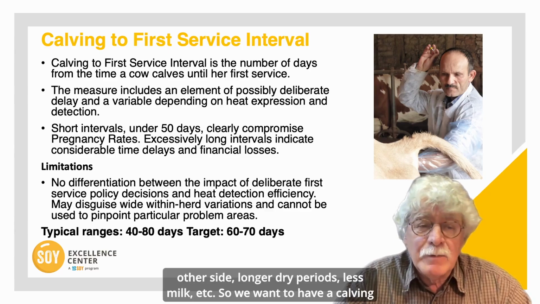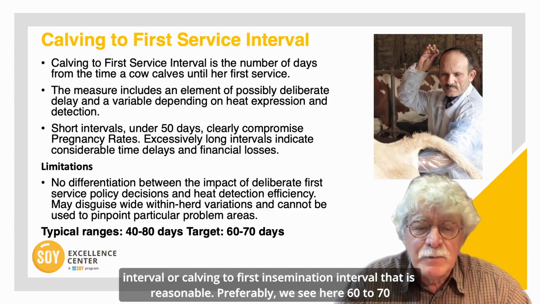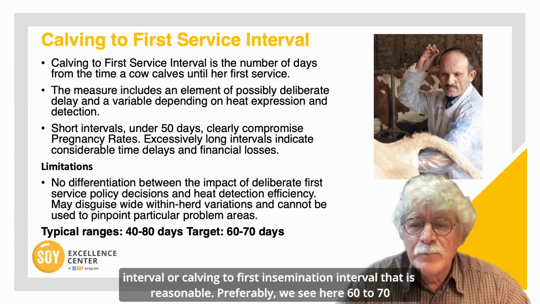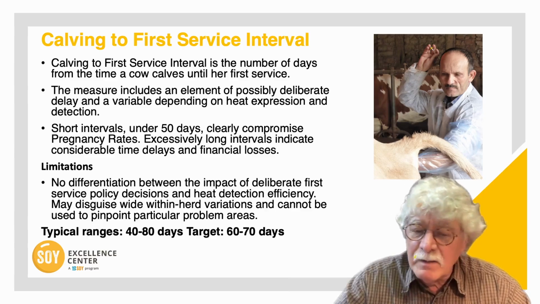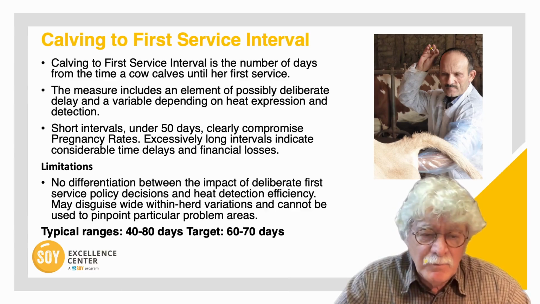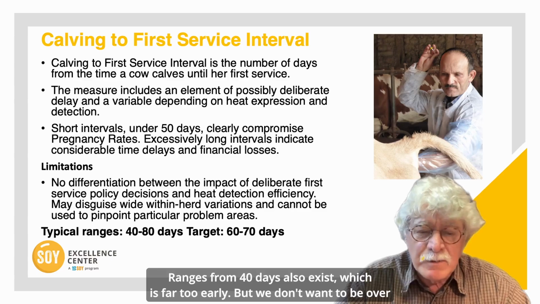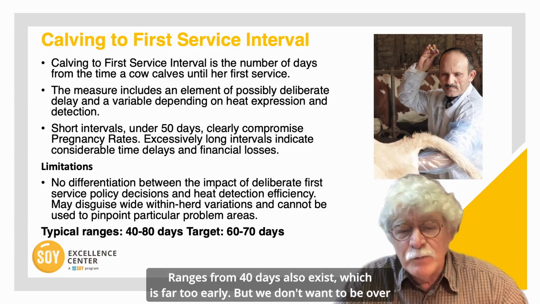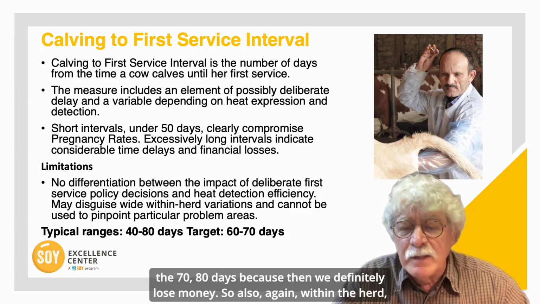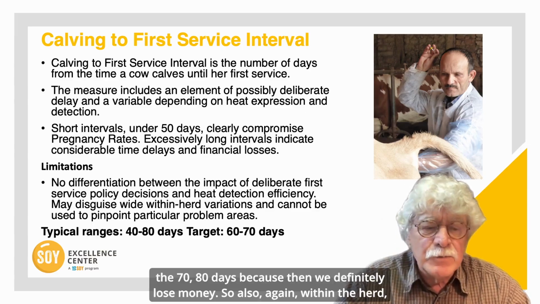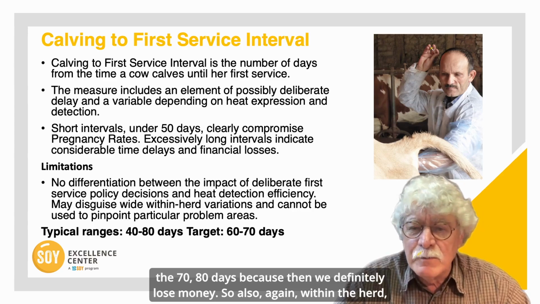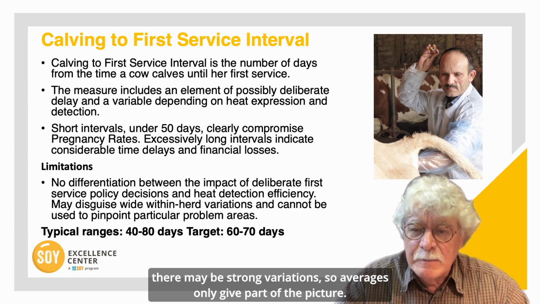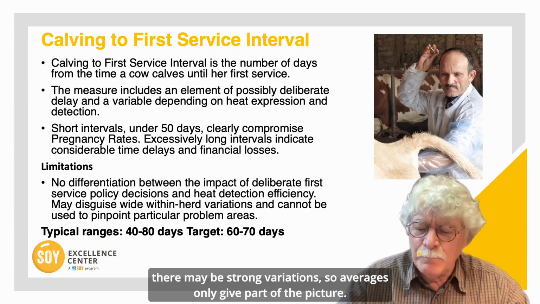So we want to have a nice calving interval or service interval that is reasonable. Preferably, we see here 60 to 70 days. Ranges from 40 days also exist, which is far too early, but we don't want to be over the 70, 80 days because then we definitely lose money. So also, again, within the herd, there may be strong variations. So averages only give part of the picture.